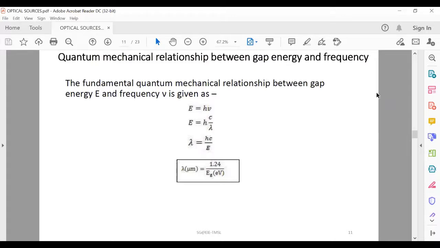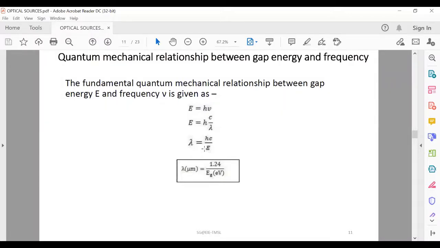Now, the quantum mechanical relationship between the gap energy and the frequency is given as E equals h nu, where E can be calculated as hc by lambda. We know that nu equals c by lambda, and from this equation we can find out the wavelength of the light. Now this energy E is in joules, and the wavelength is in meters.